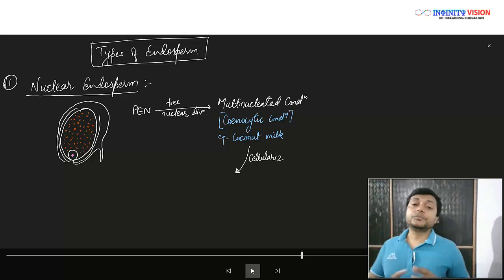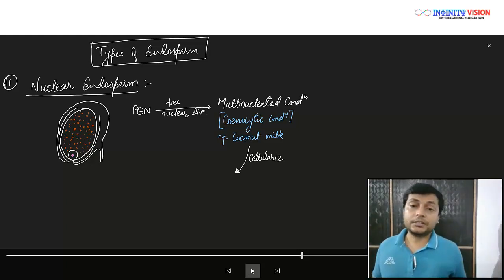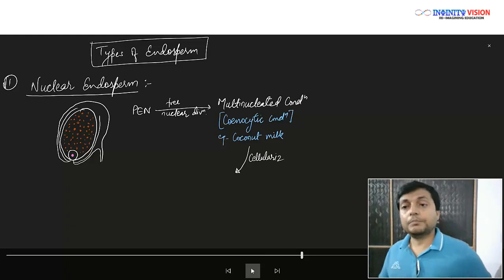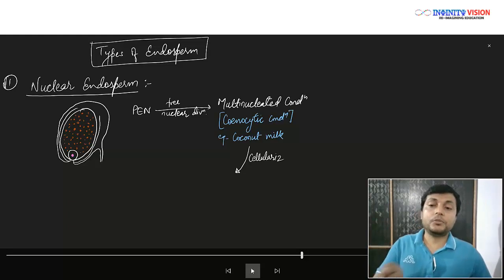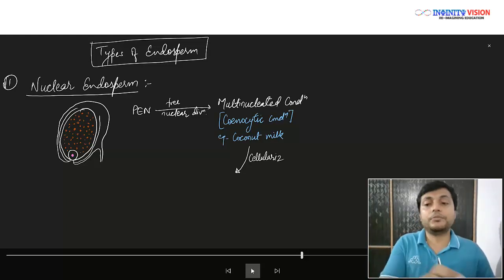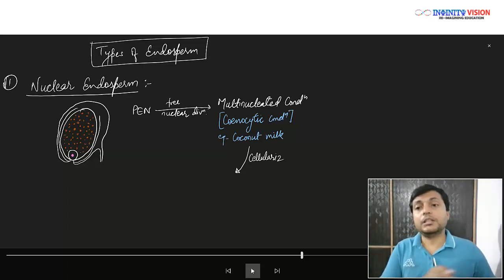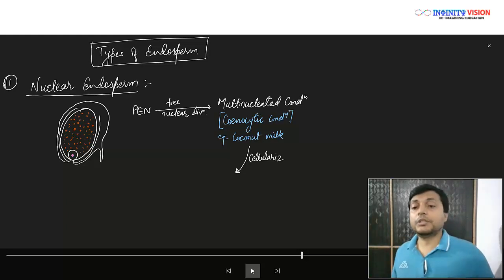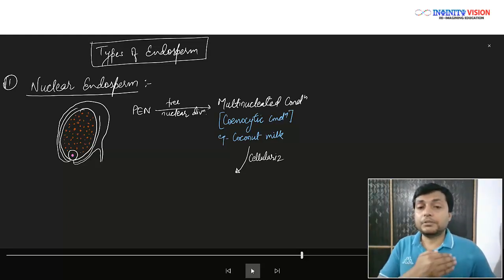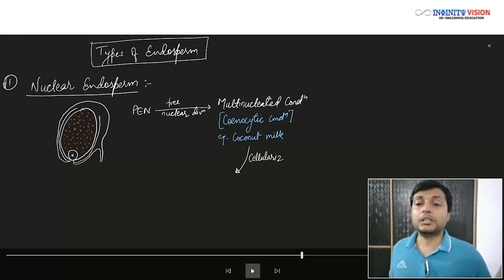So once this nuclear division is done, the complete set of nuclear division happens. After that, cellularization starts. Okay, it is not that nuclear division is followed by cytokinesis, then again nuclear division followed by cytokinesis. No, this happens in normal cell division. In case of nuclear endosperm, firstly the nuclear division occurs, the karyokinesis occurs, free nuclear division happens, and thousands and millions of nuclei are formed.